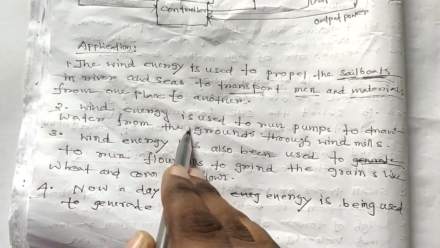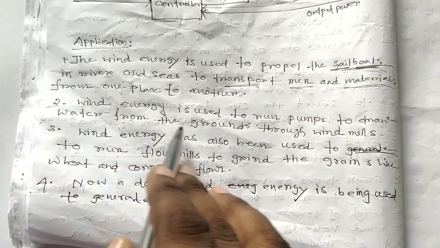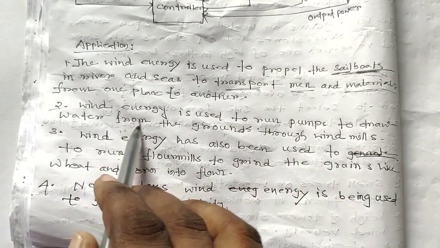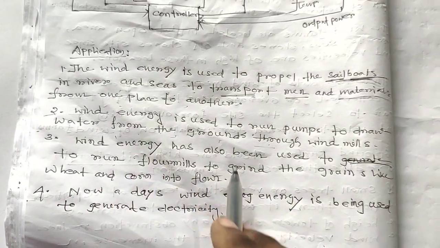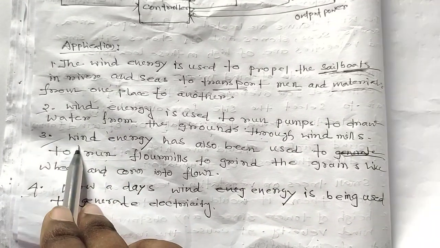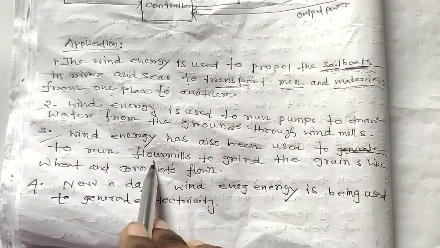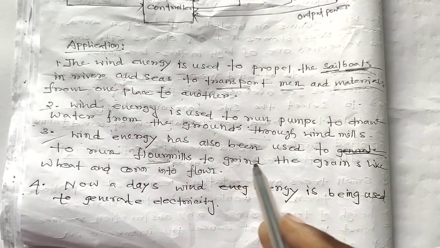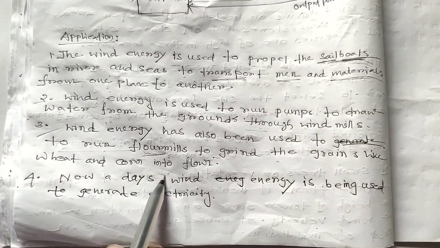Second, wind energy is used to run pumps to draw water from the ground through windmills. Third, wind energy has also been used to run flour mills, which are simply used to grind grains like wheat and corn into flour.